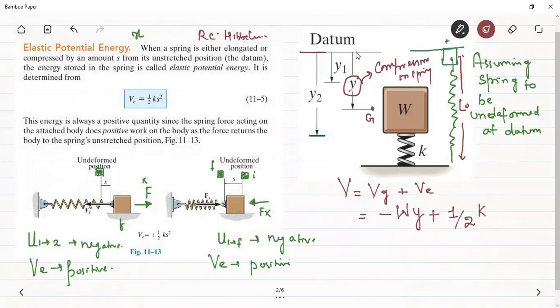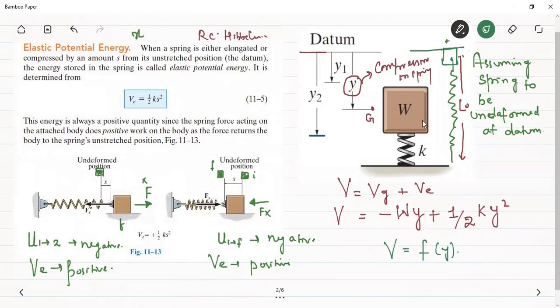It's undeformed at this datum, but when we are looking at this position of the system, the spring is in its deformed state, and the deformation in the spring is given by y. Therefore, the elastic potential energy in the spring will be half of ky square. So this is the total potential energy of the system. We have represented the potential energy of the system in terms of an independent coordinate, that is this y. So this is how we can write the potential energy of a system.